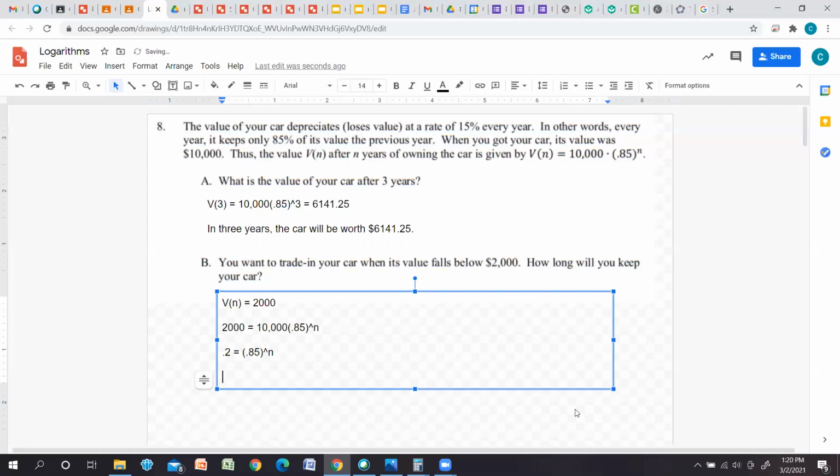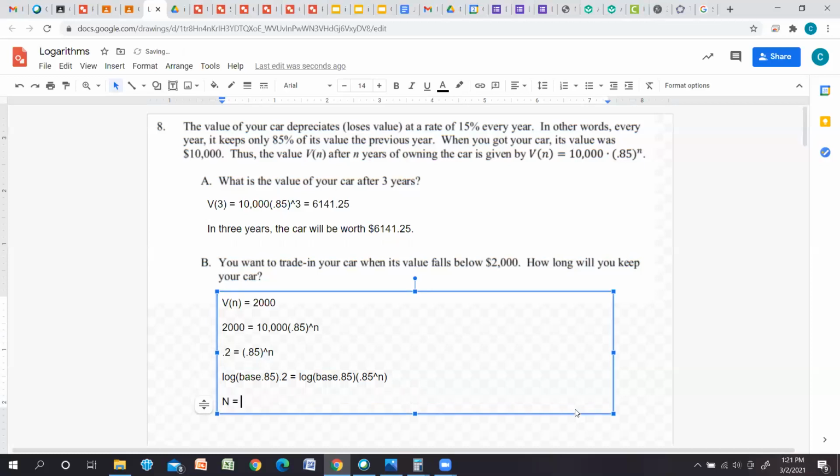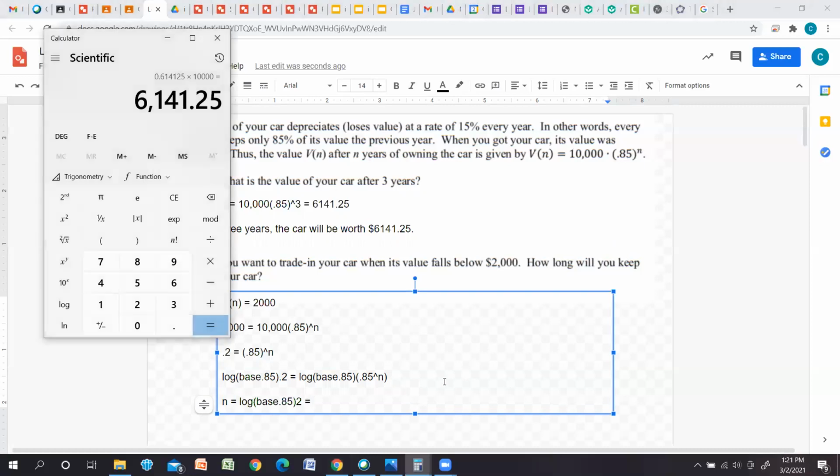So log base 0.85 of 0.2 equals log base 0.85 of 0.85 to the power of n. So on the right side, those logs will cancel out and you'll be left with n. So actually I'm going to rewrite it. n equals log base 0.85 of 0.2. And I get to calculate that.